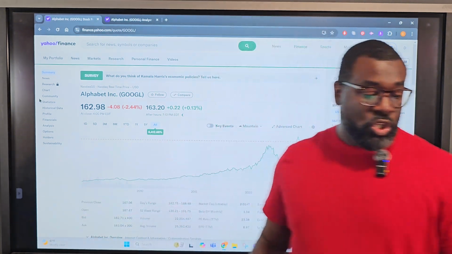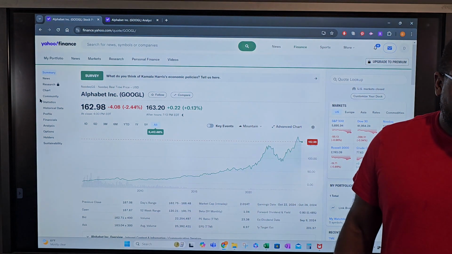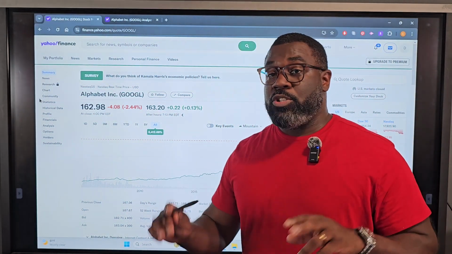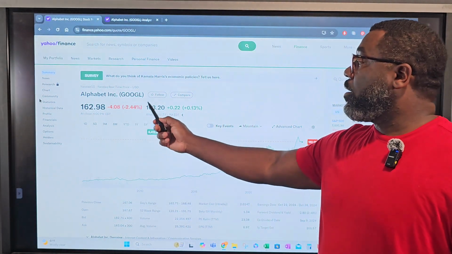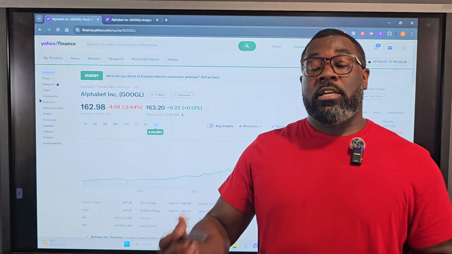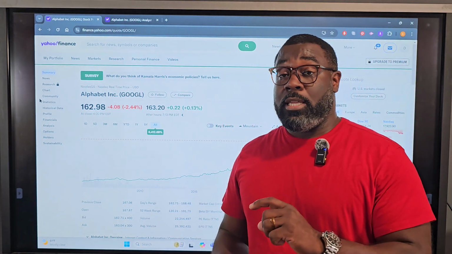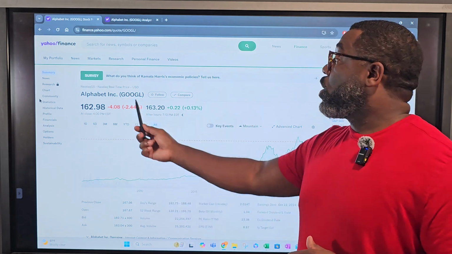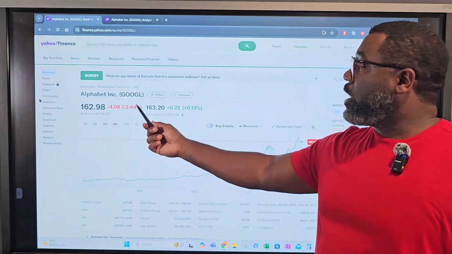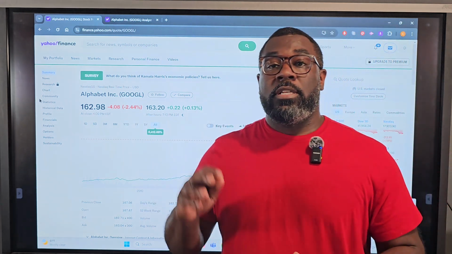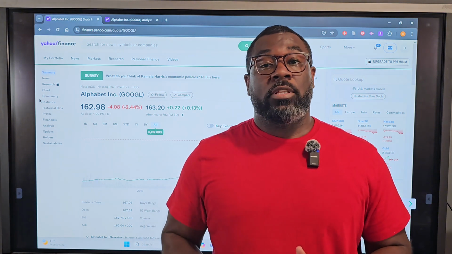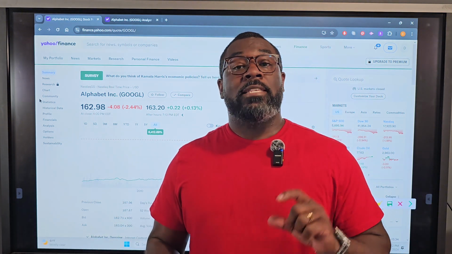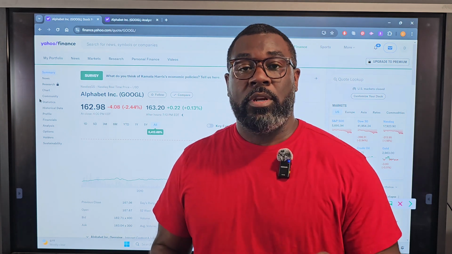So let's go into Google right now. The first thing I want to discuss: Google has two sets of shares. You have the ticker symbol GOOGL, and then you have the ticker symbol GOOG. The main difference between the two is that GOOGL, the one with the L, are the shares that give you voting rights. These are called the Class A shares. The GOOG shares are Class C shares, and those are non-voting shares.